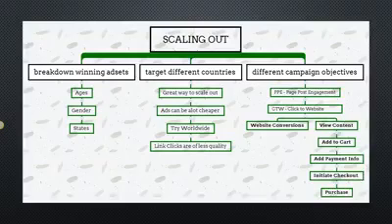Okay. Another way that you can scale Facebook ads is basically just by scaling out. Scaling out is basically dissecting your audience in every which way possible. So you want to try to target them in every which way, and you can do this by breaking down your winning ad sets.